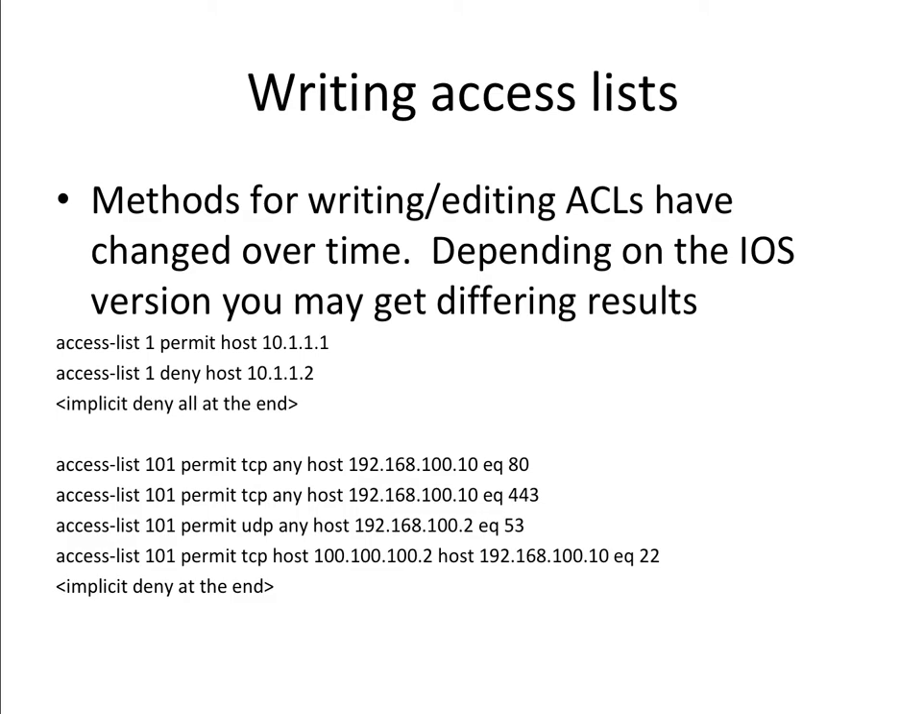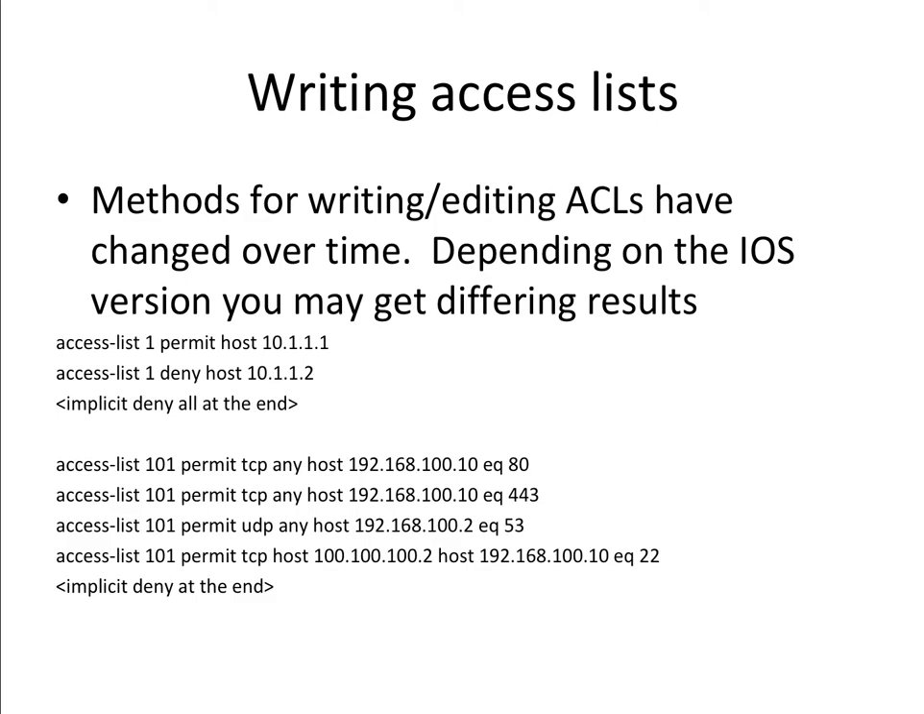Depending on which version of the operating system you have, you may get differing results. In this first example, I've created an access list: access-list 1 permit host 10.1.1.1. That list will allow any traffic with a source IP address of 10.1.1.1. The next entry is access-list 1 deny host 10.1.1.2, which is going to drop any traffic from 10.1.1.2.